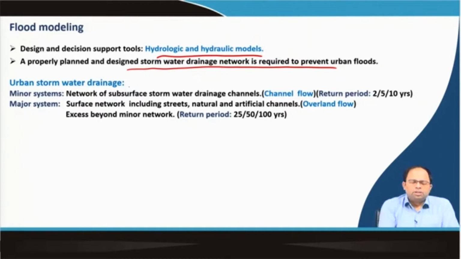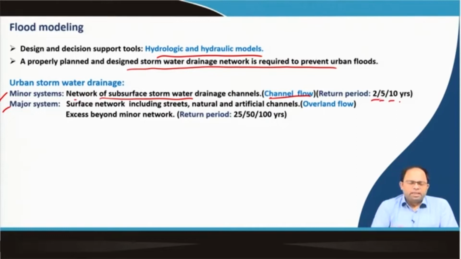So, usually urban stormwater drainage is made of 2 systems, one is the minor system, another is the major system. The minor system, you can understand, is the network of subsurface stormwater drainage channels. If there are sewers which can convey the stormwater, then these subsurface stormwater drainage channels form the minor network. We have already learnt how to determine the flow in these channels, and we know that the return period is taken as 2, 5 or 10 years, depending on where or for what purpose we are designing this particular channel.